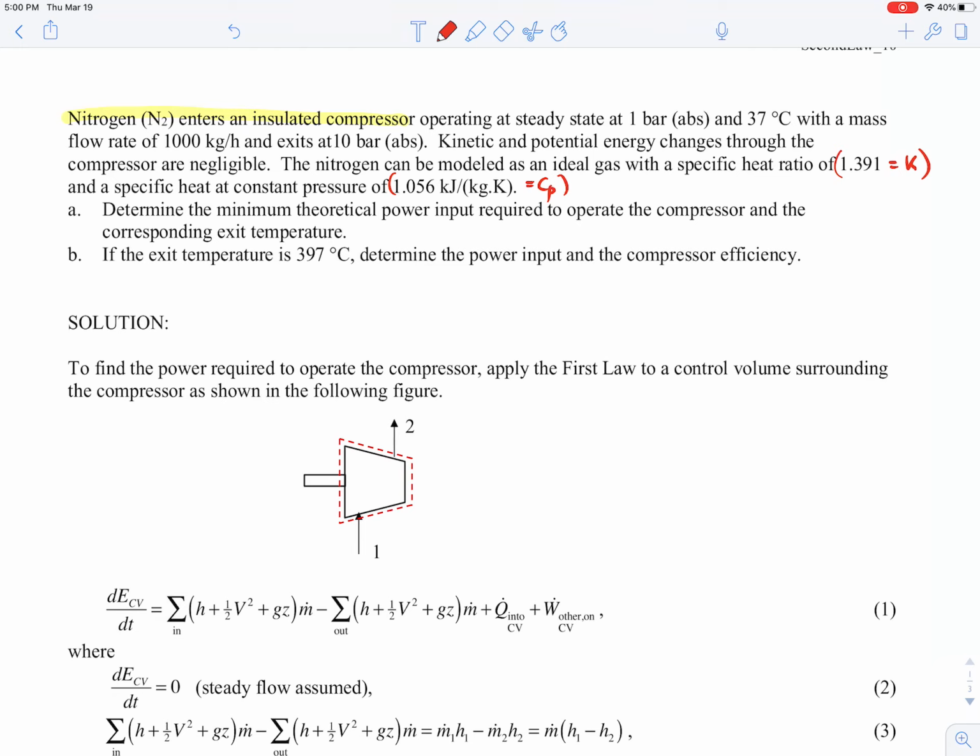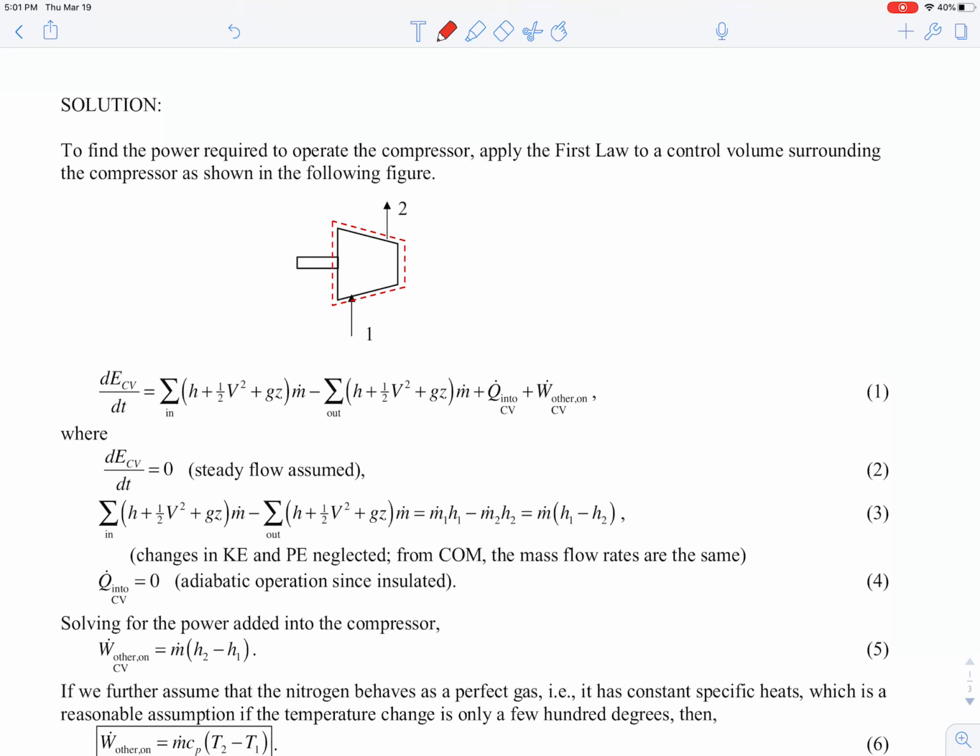And then part B is, if the exit temperature is 397 degrees C, determine the power input and the compressor efficiency. So we'll talk about compressor efficiency at the very end of this example. Okay, so we're trying to find the power to operate the compressor. So we'll apply the first law to a control volume surrounding the compressor. That's shown in the following figure.